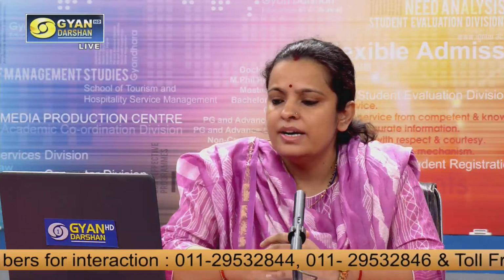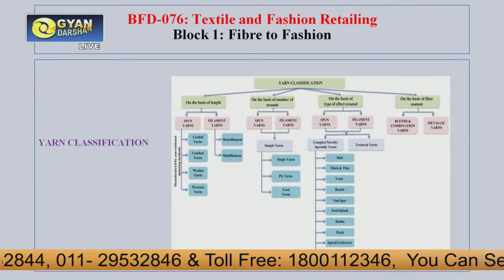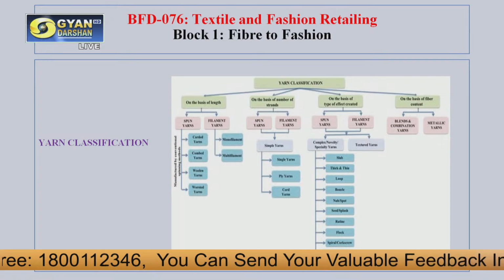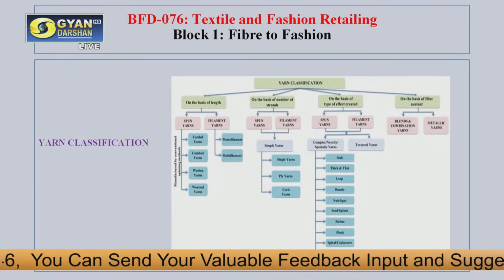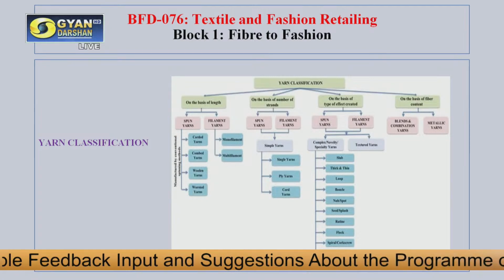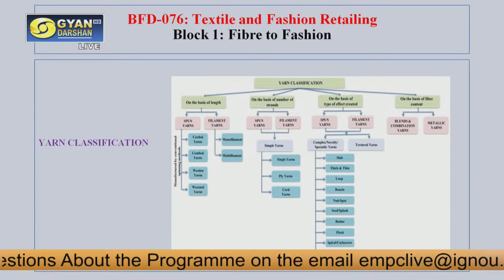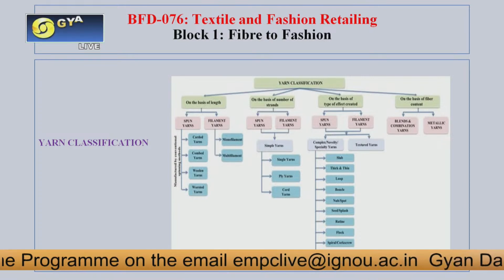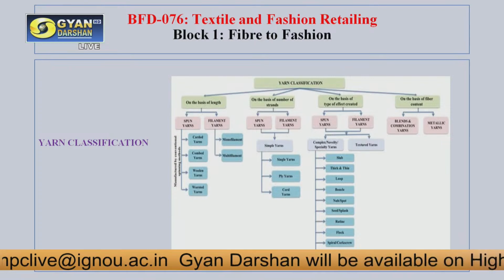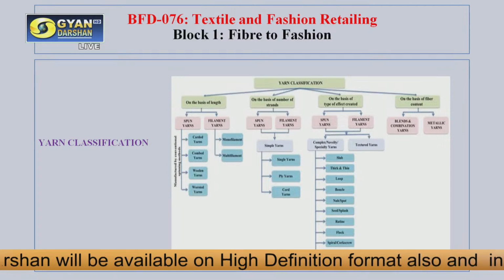Then let us see what classifications of yarn we have. Basically, we can classify yarns in 4 parts. First is on the basis of length. Right now we discussed that there are 2 types of yarns, spun yarn and filament yarn. The second classification is on the basis of the number of strands, like the simple yarns, single yarn, ply or cord yarns.